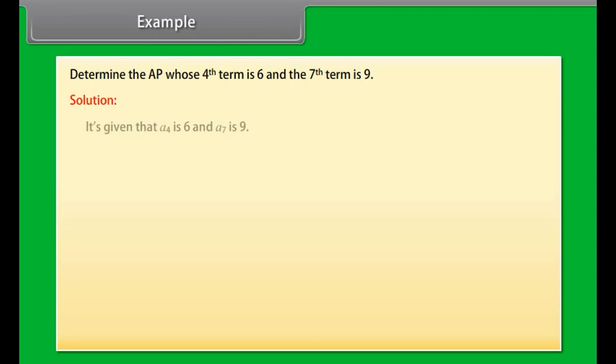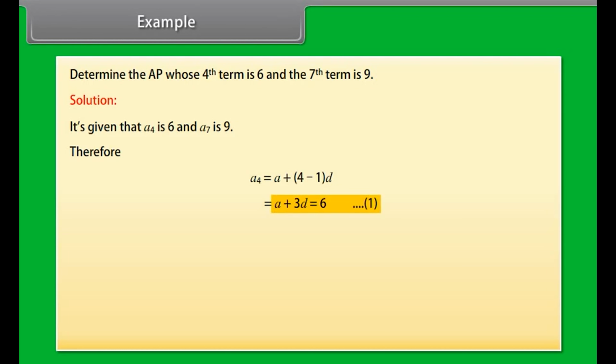Solution. It's given that A4 is 6 and A7 is 9. Therefore, A4 is equal to A plus 4 minus 1 D, which is equal to A plus 3D, which equals 6. Mark it as equation 1. And A7 is equal to A plus 7 minus 1 D, which is equal to A plus 6D, which equals 9. Mark it as equation 2.